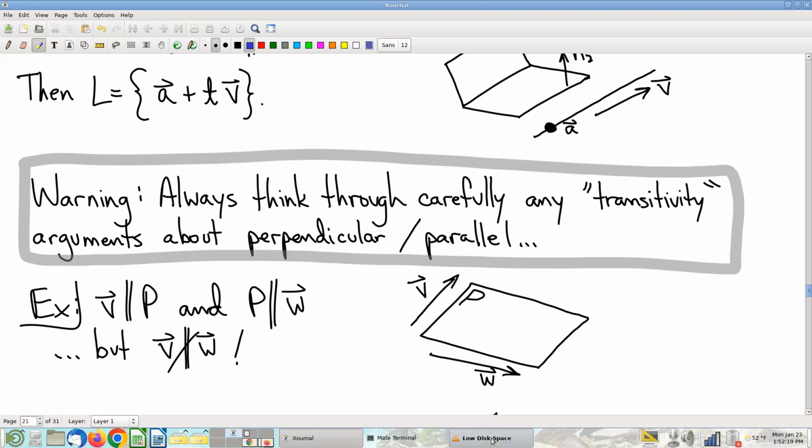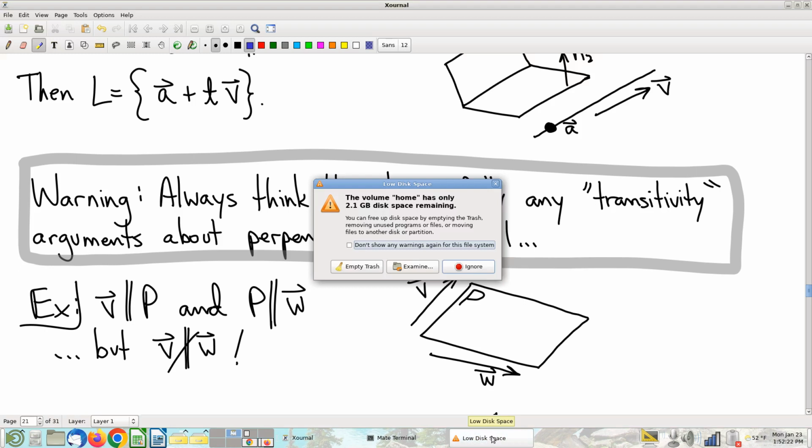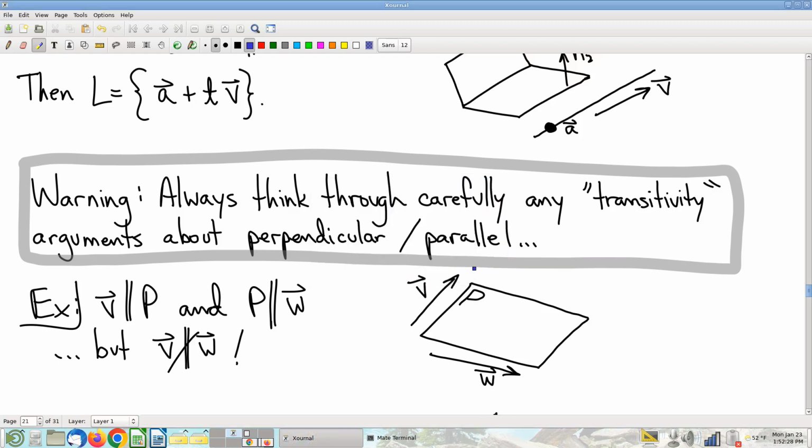And I'm getting a little warning message here. Oh, I only have 2 gig remaining. Okay, where's the go away button? Ignore. There we go. Good.